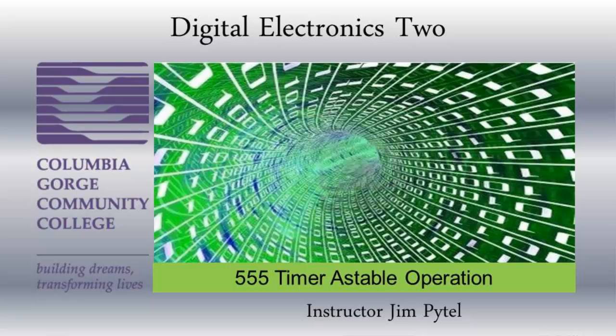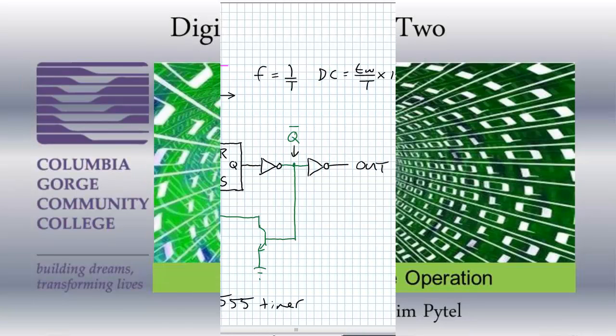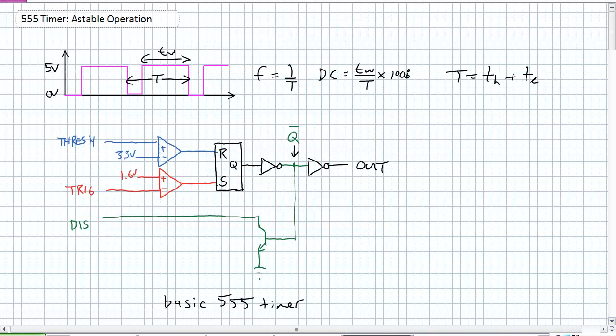This is Digital Electronics. This lecture is entitled 555 Timer Astable Operation. Okay, so let's review what an astable multivibrator is. Another word for it is an oscillator, and it constantly oscillates between 0 and 1, 0 and 1, 0 and 1. And in addition to that basic functionality, we can define certain features about it, namely a period, a frequency, and a duty cycle.